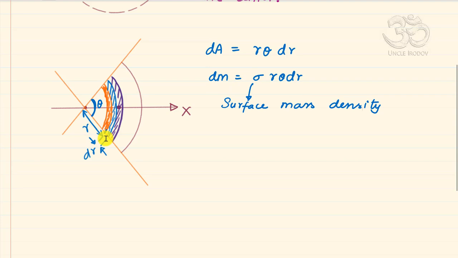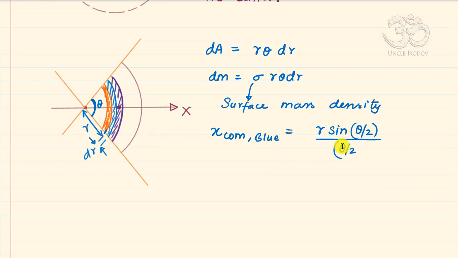This blue element will have a center of mass that will lie on the x-axis somewhere. So the x center of mass of the blue element is going to be, and we have seen the formula for that, small r sine theta by 2 divided by theta by 2. And after I find out what is the x center of mass of this blue element, I can do the same thing for the orange element, I can do the same thing for the dark violet element, and I can do it for any other element that I wish to have.